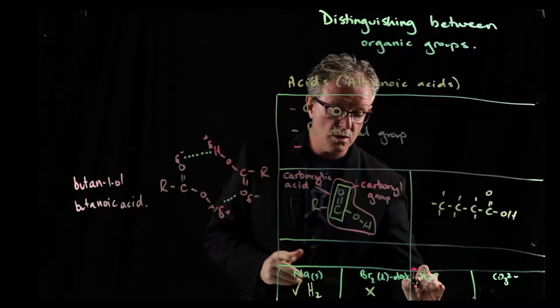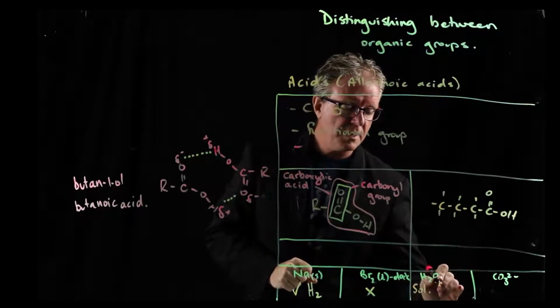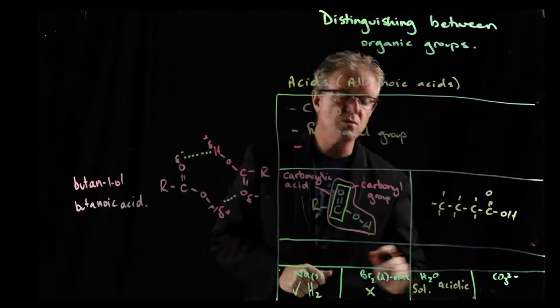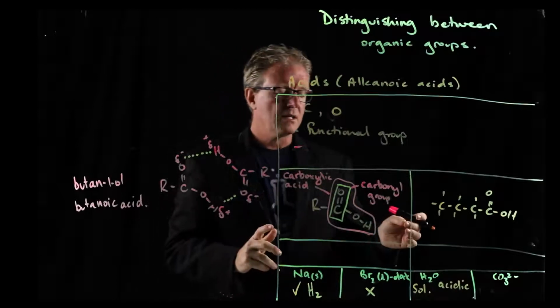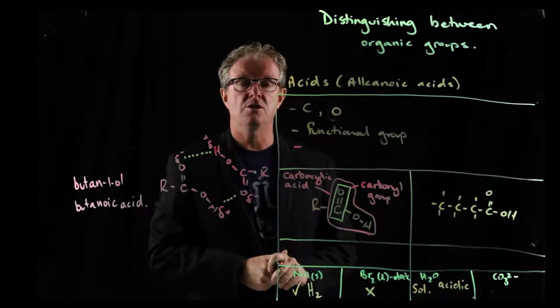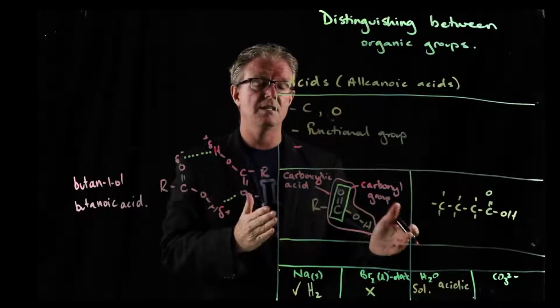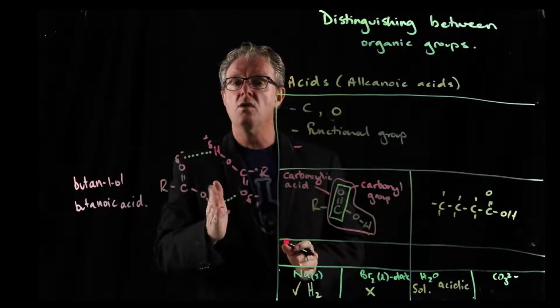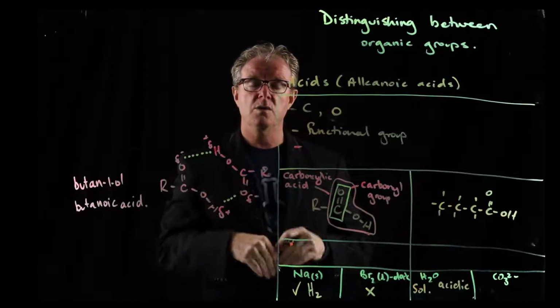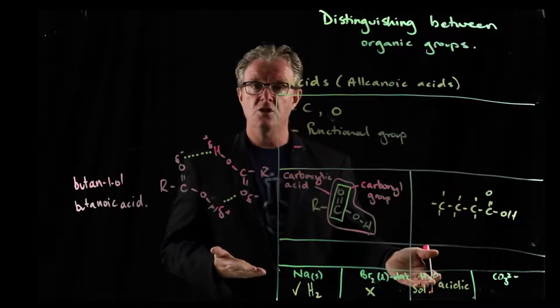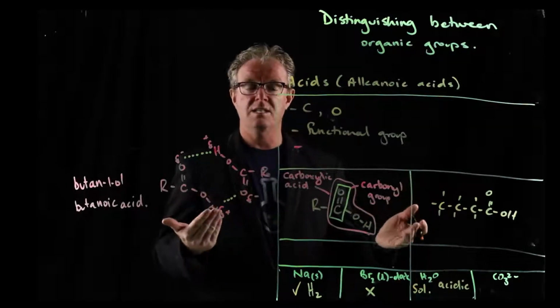What about water? Well, it is soluble in water, but it's acidic. So in other words, we can dissolve it in water and test the pH. If the pH is low, then it is an acid. Remember with an alcohol, it was not acidic. So we dissolve it in water and it's not acidic, and therefore we could say it's an alcohol.